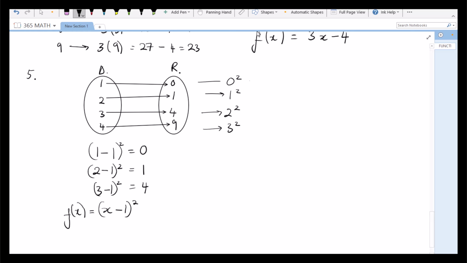Again, you can just verify with the last one and see whether you get the answer that is the same as what we have in the range. That is basically it when we're talking about the domain and the range. Remember, the domain is the input and the range is the output. If you remember it like this, you will hardly forget what domain and range are.